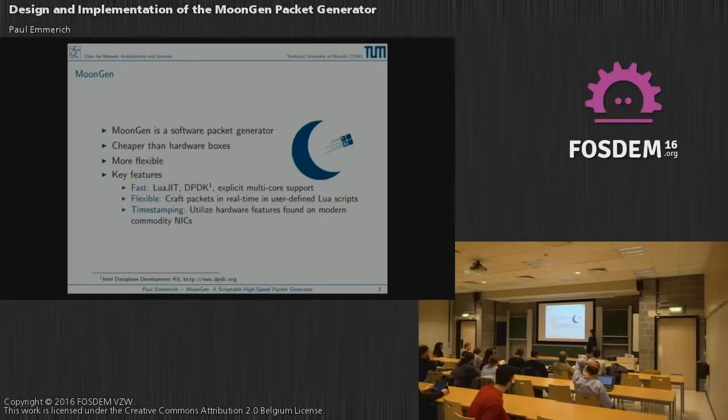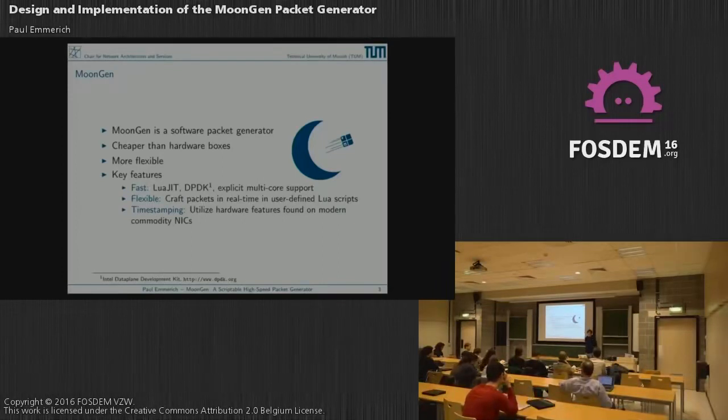It's obviously cheaper than a hardware box from the previous slide. You can get a software system with some 10 gigabit ports for 1,000 euros or something. 10 gigabit network cards are nowadays in the range of a few hundred euros. So quite affordable compared to hardware packet generators. So it's obviously more flexible than a hardware box, because you can easily extend it to new protocols. You can just implement the protocol in Lua and then run it, and it does whatever you wanted it to do.